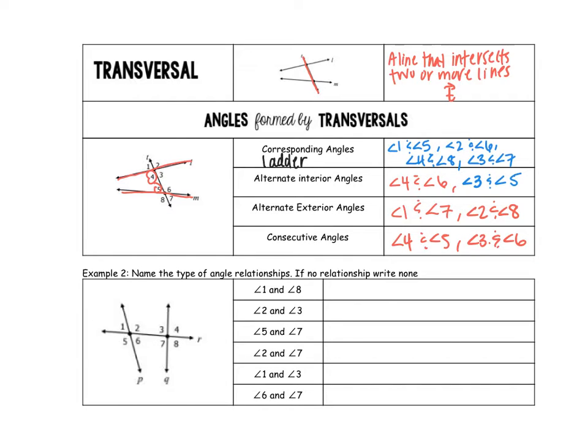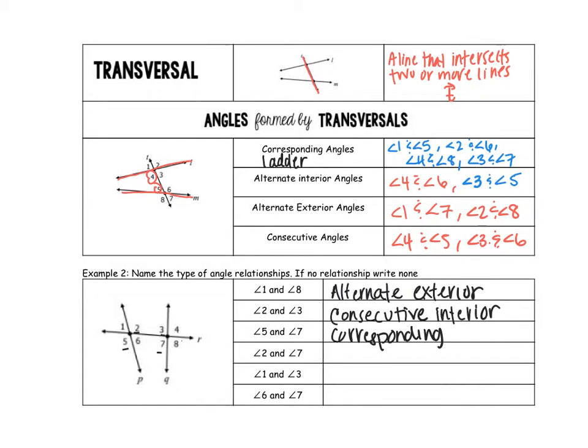So, down here we want to name the angle relationship. So it says 1 and 8. Well, those are outside and they're alternate, so alternate exterior. 2 and 3 would be consecutive, right? Because they're one after another. So 2 and 3 is consecutive. And you can say consecutive interior if you would like. 5 and 7. That's like the ladder, so that's corresponding.